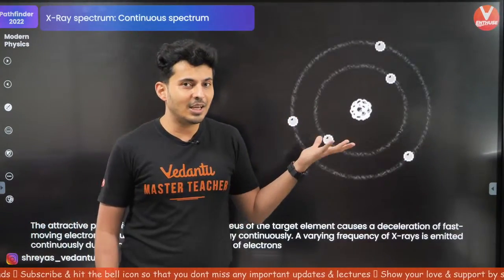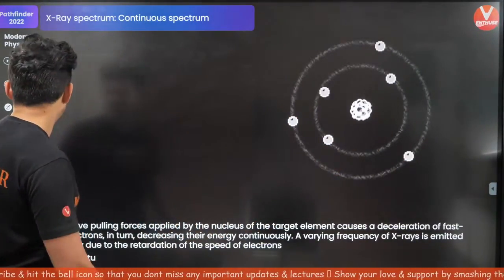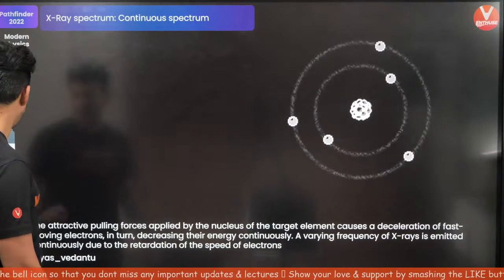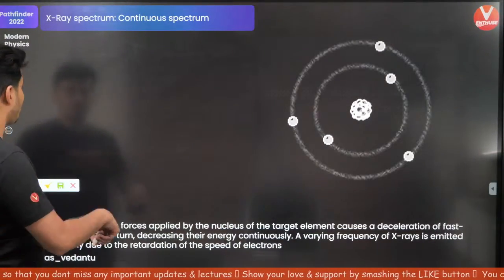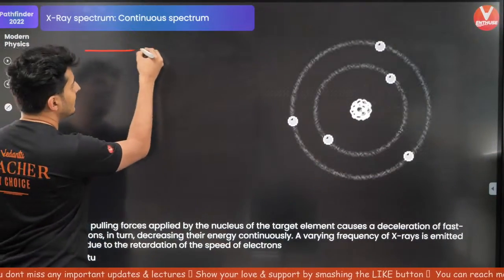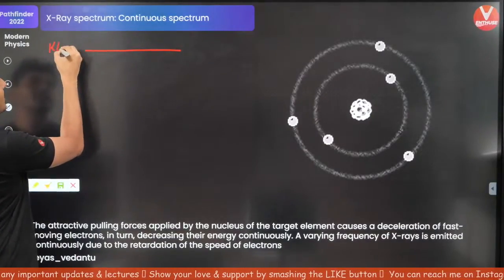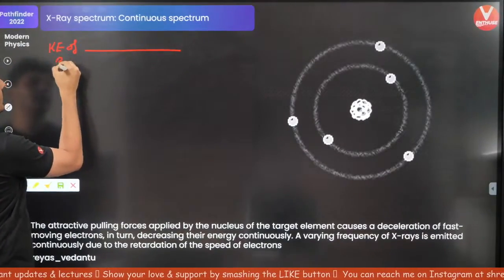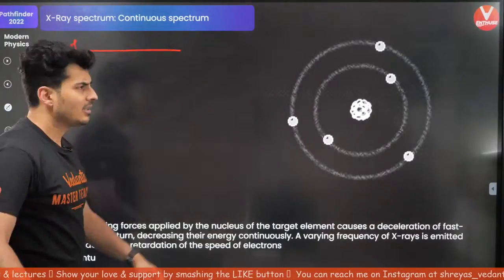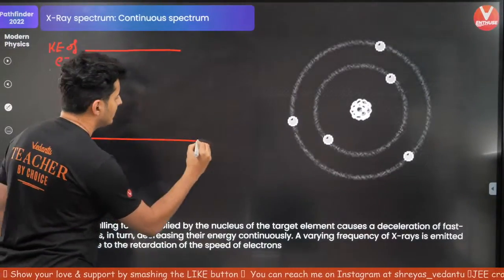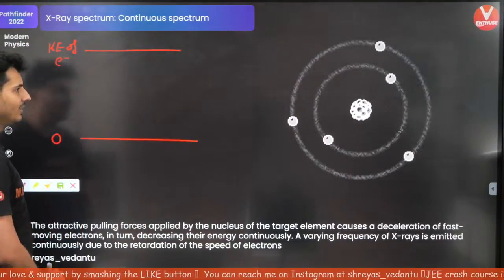It can lose less, it can lose more. So imagine this, all right? I'll put it up for you. Imagine this is the kinetic energy of the electron. That's the max energy the electron can have. This is your zero energy.